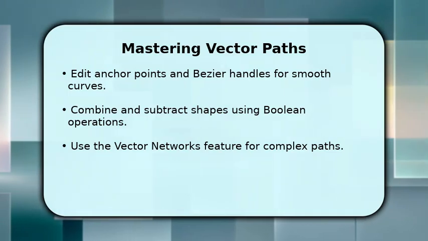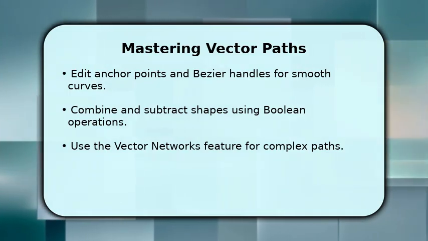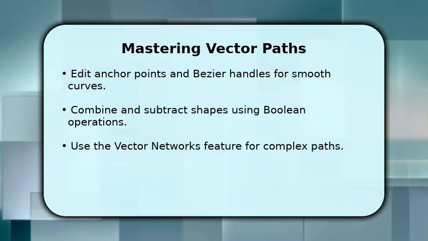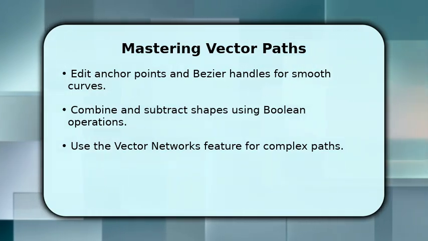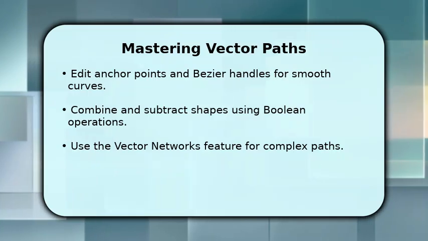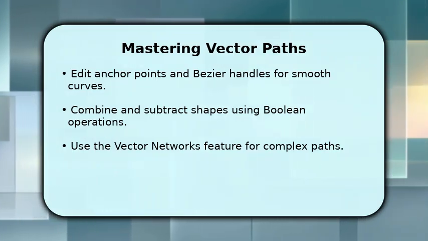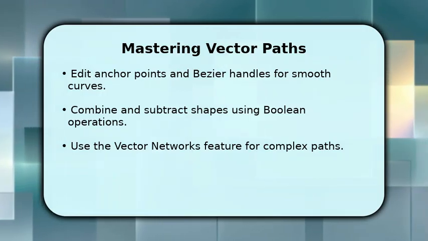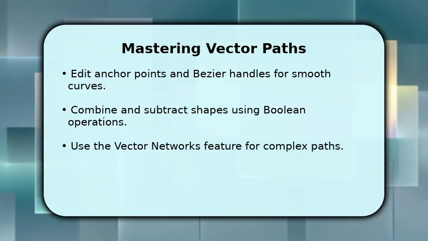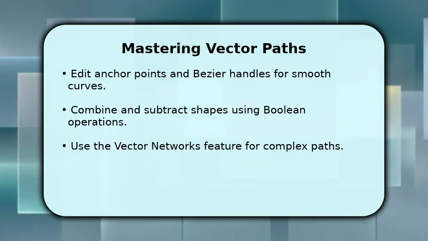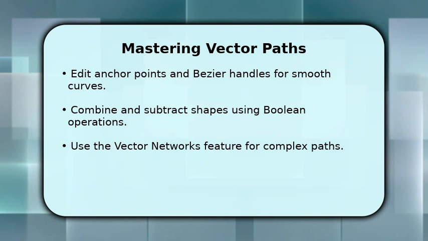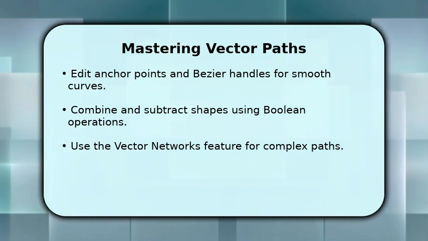Mastering vector paths is crucial. You can precisely edit anchor points and Bezier handles to create smooth, organic curves, much like in Illustrator. Figma's Boolean operations allow you to combine, subtract, intersect, or exclude shapes, offering powerful ways to create complex forms. The unique Vector Networks feature lets you draw multiple paths from a single point. Also, convert text to outlines for complete control over your typography.